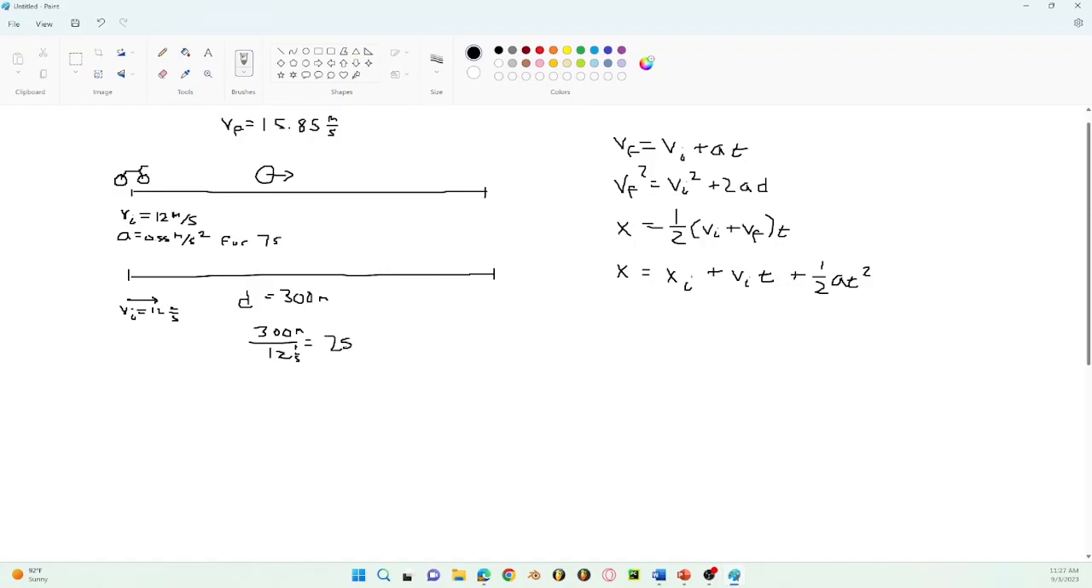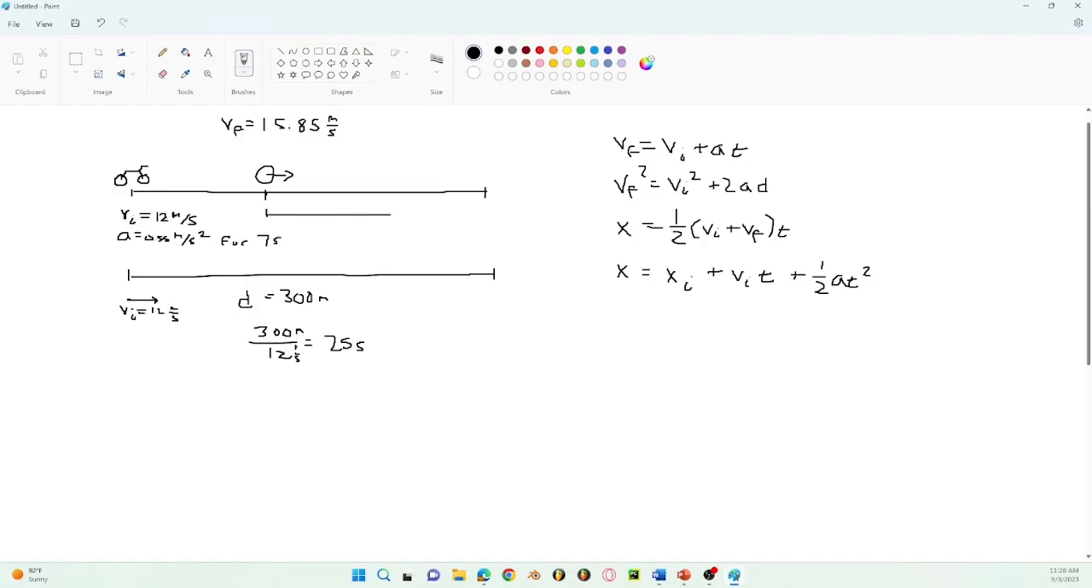If they did not accelerate, they would have taken 25 seconds. So let's see how to calculate how much time. Okay, let's see how much time from here to here. It took 7 seconds, and from here to here, they took how much time?